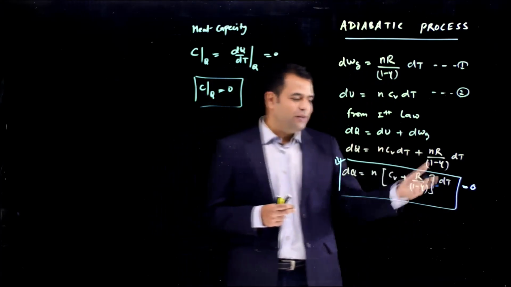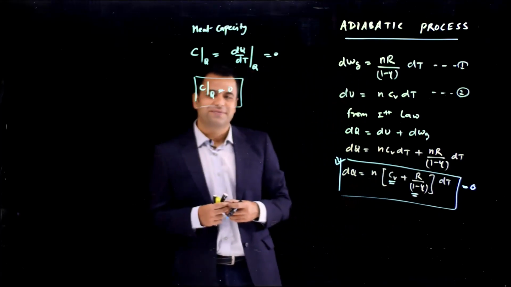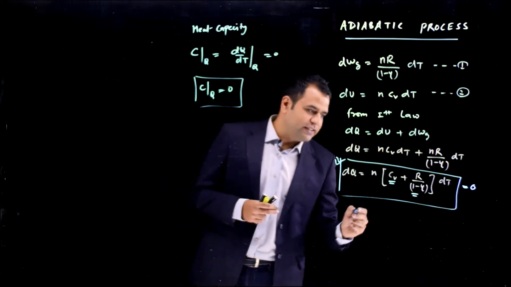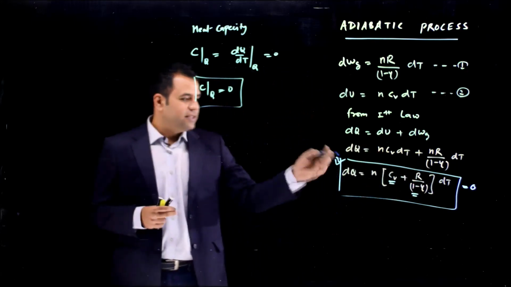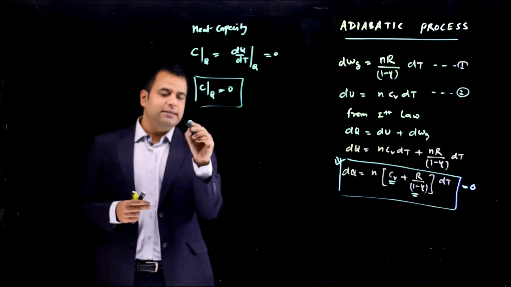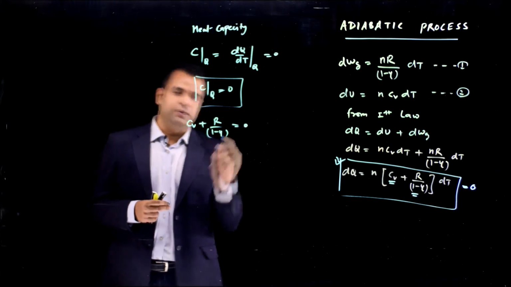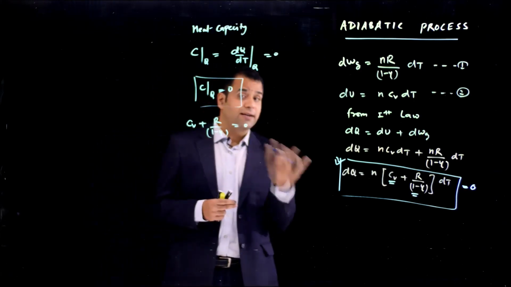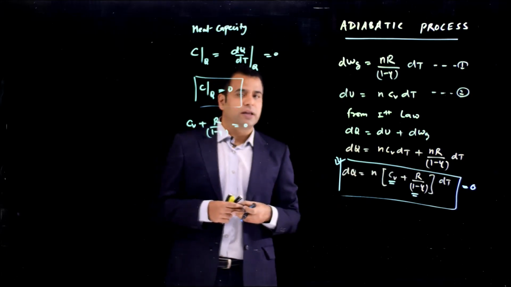So if this value is 0, and you can see the Cv and the R are coming here. If you put the value of Cv here, that's how you calculate. Actually, if you see here, this dq is 0, so in that case, Cv plus R upon 1 minus gamma has to be 0. That's how we calculate the value of gamma. Because dt cannot be 0. This is the adiabatic process, not the isothermal one.